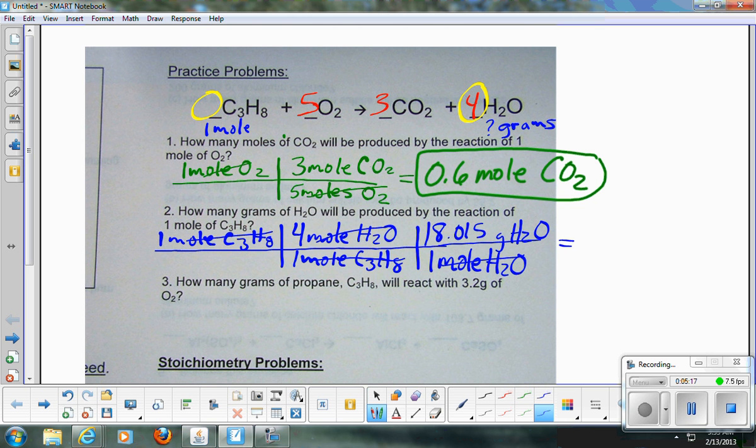1. Whatever I start with, that's how many significant figures I need in the end. So I started with 1, I can only have 1. So give me an answer to 1 significant figure. 4 times the 18. 70. Okay, good. 70 grams of H2O.